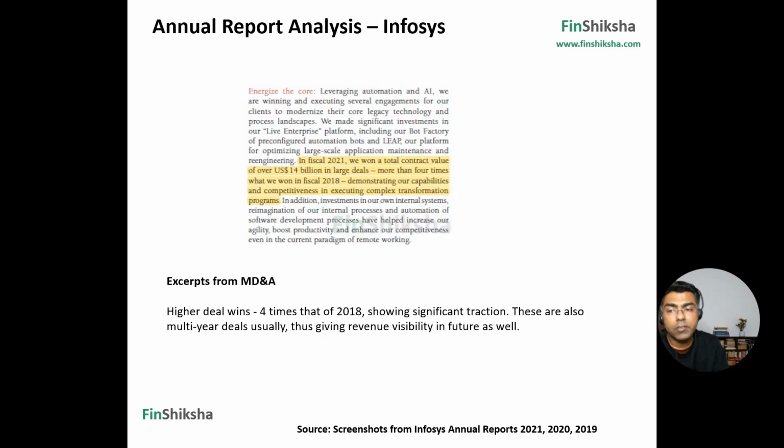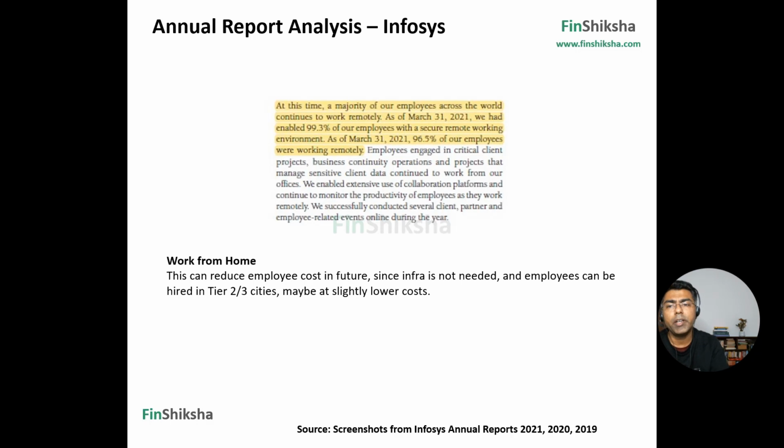Right? The company gives details with respect to higher deal size and the total number of deal wins. Their overall deal size win was 4 times that of 2018 deal wins, right? So in 3 years they have basically quadrupled the deal winning. So there's good revenue visibility in the future.